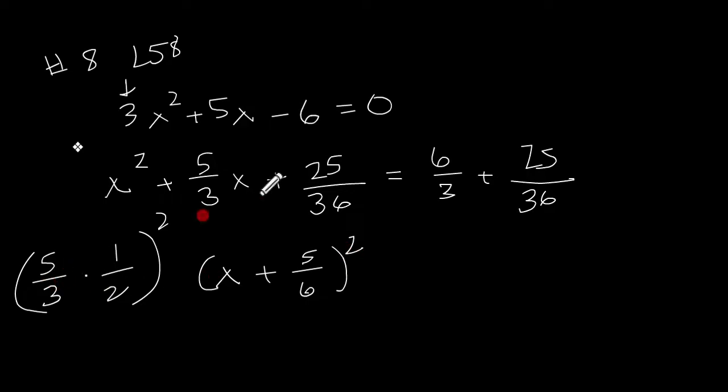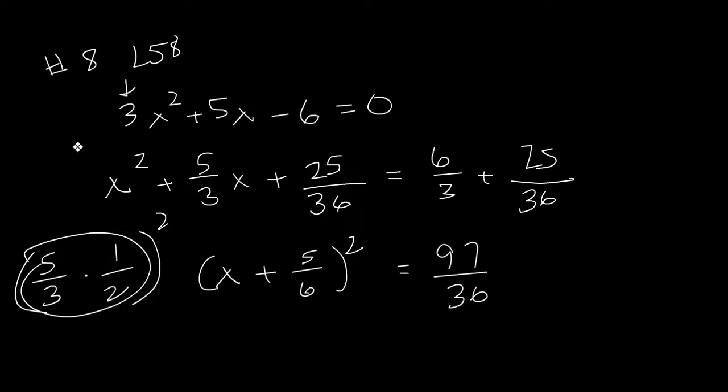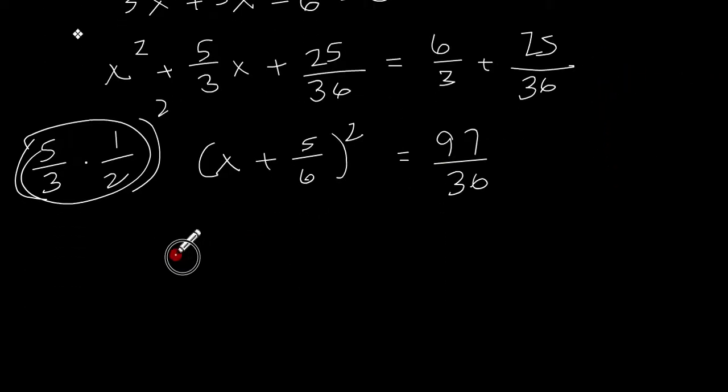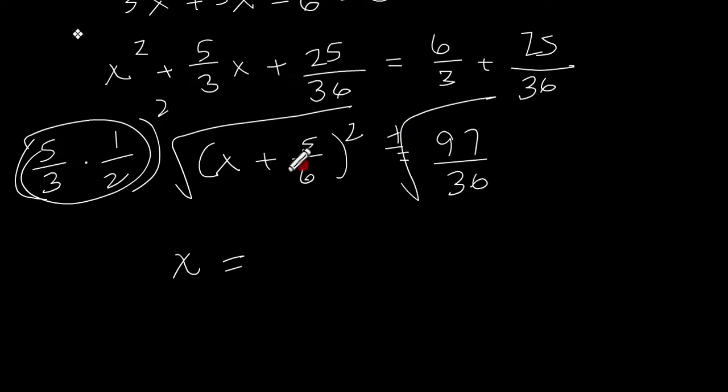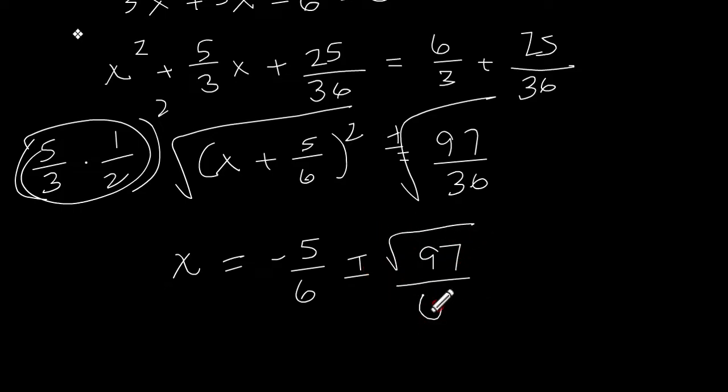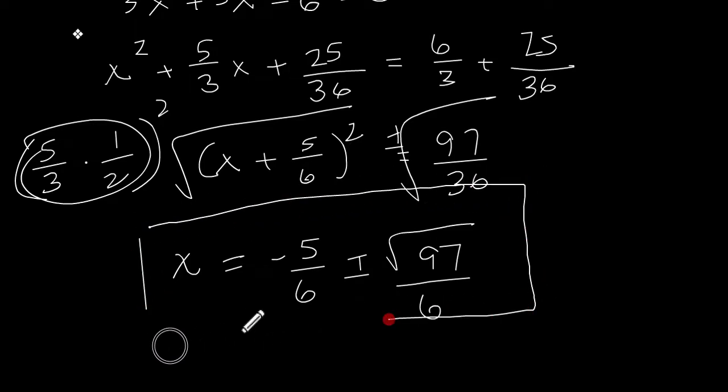5/6. So basically, this goes here. Equals, add your fractions up, and we're going to get 97/36. And then you're going to take the plus or minus square root of both sides. So you get x equals, if I take the square root of both of these, this is going to be plus or minus. I'm going to subtract the 5/6 over here, plus or minus the square root of 97 over 6. I know that was speedy, but I've done these every single week for the last couple weeks. So just go back and look at an old video where I go a little bit slower.